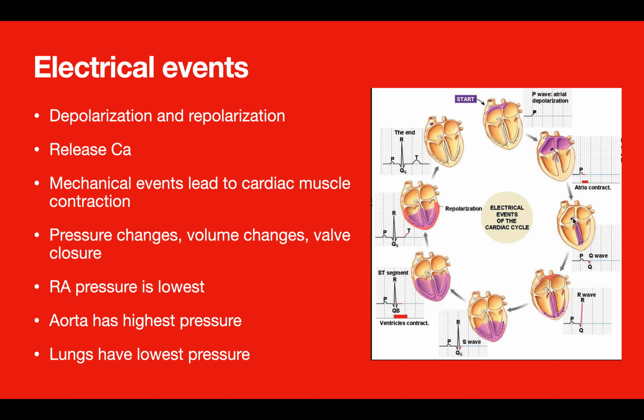And then the Q wave occurs when the AV node, after that pause, is going to depolarize down the right and the left bundle branches, making the Q wave. And then the R wave is going to occur as it travels down and through the Purkinje fibers. S wave, there's more propagation. And then during the plateau, the ST segment, the ventricles will contract.